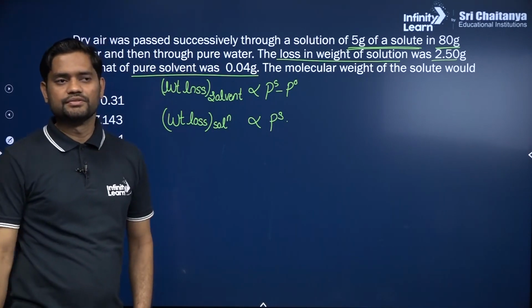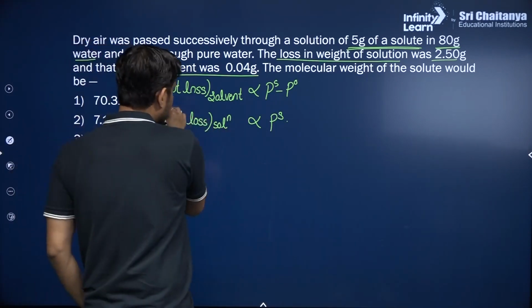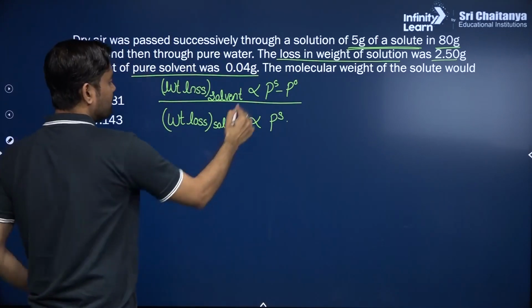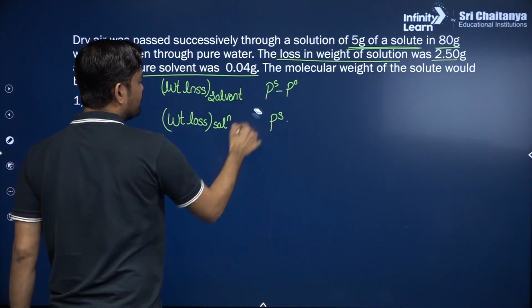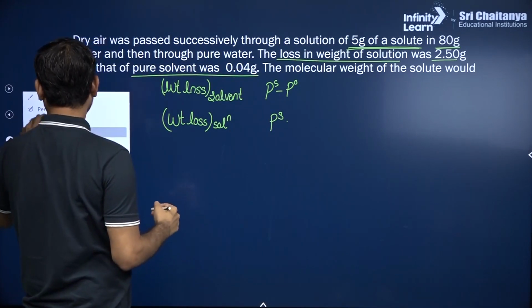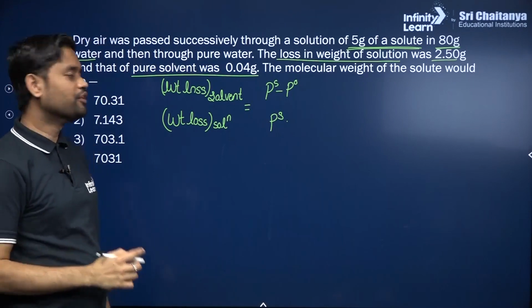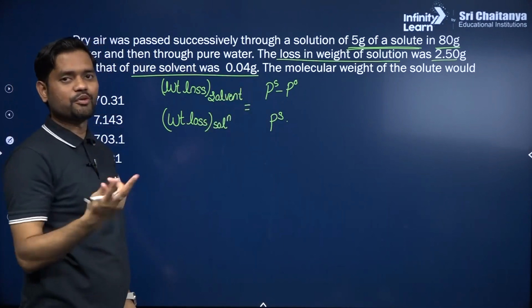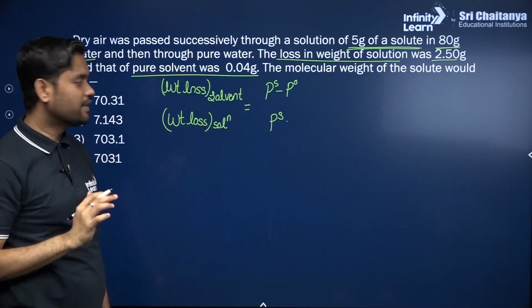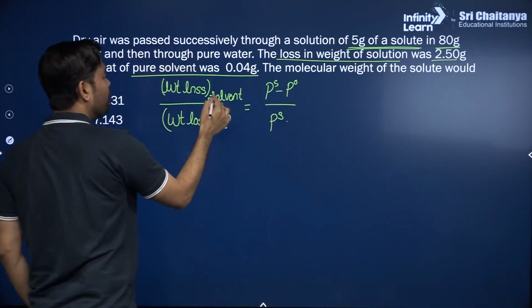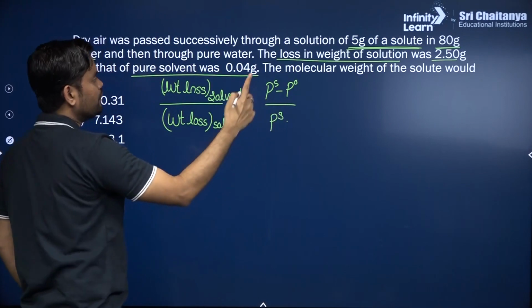Clear? Now if I take the ratio of it, then what will happen? This proportionality sign will go and it will become equal to, because both are directly proportional, so the proportionality constant can be removed, right? Since this is a division, weight loss of solvent is how much?